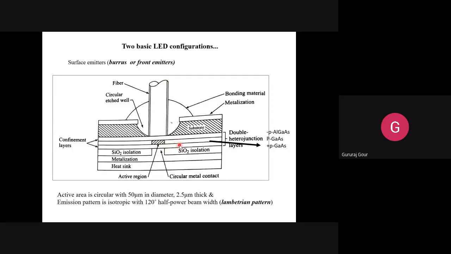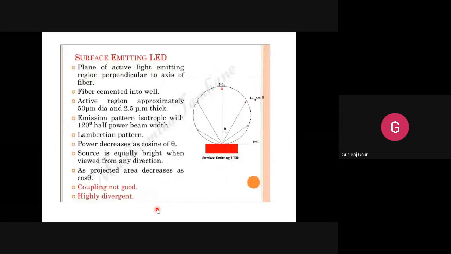confinement layers. So the active area is circular. You can see the active area, whatever radiation you are getting, the light pattern, it is actually circular with 50 micrometer in diameter and 2.5 micrometer thick, and the emission pattern is going to be 120 degrees, something like this. So it is isotropic in nature.